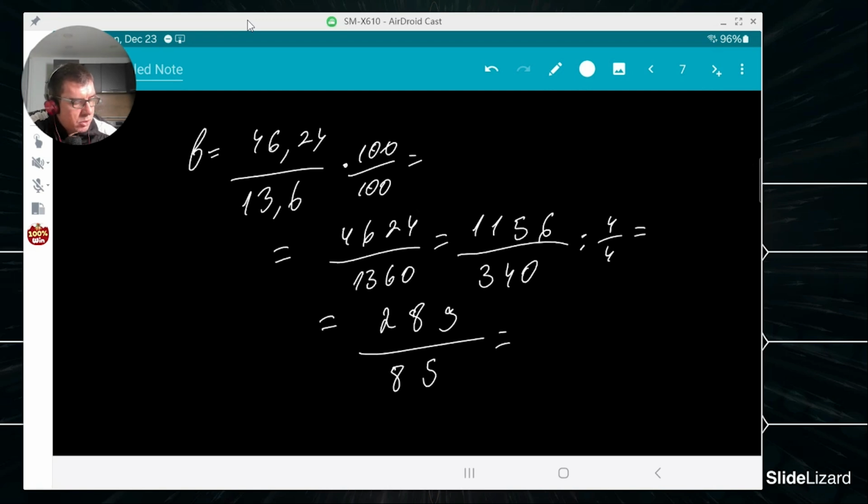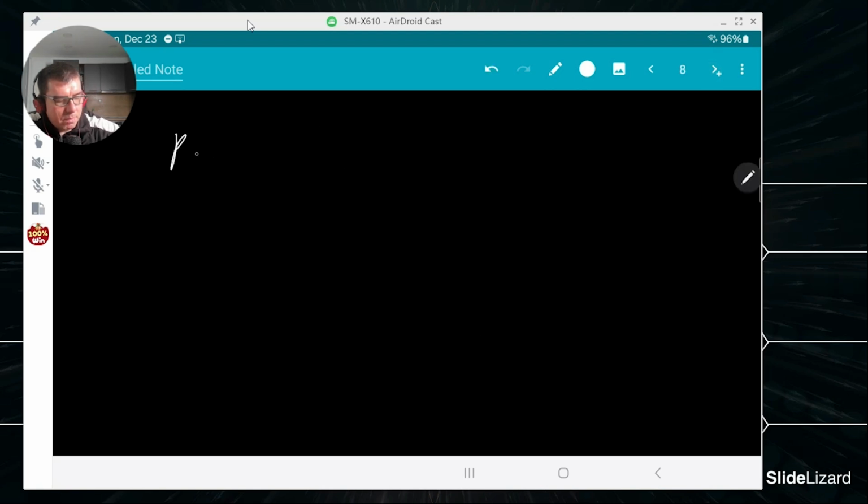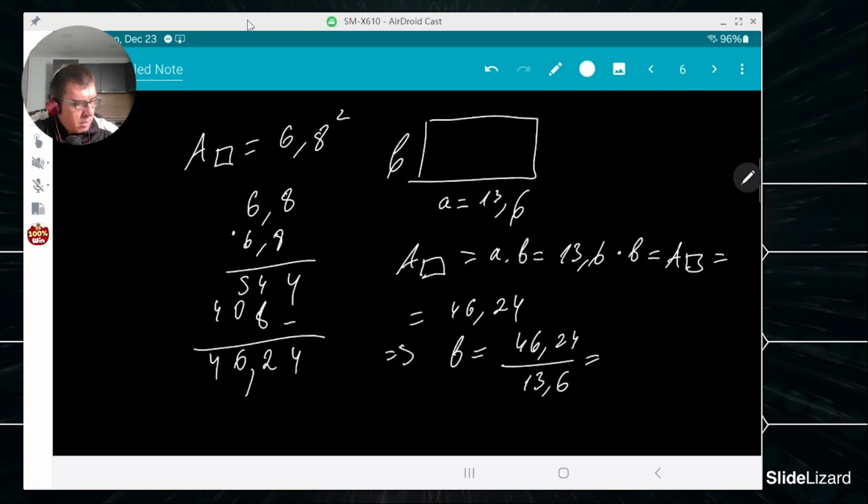Okay, so we get to 17 over 5, and 17 over 5 is 3.4. So finally I found the other side of the rectangle, 3.4. So I'm looking for the perimeter of the rectangle, 2 times a plus b. 2 times 3.4 plus, what was it, 13.6.